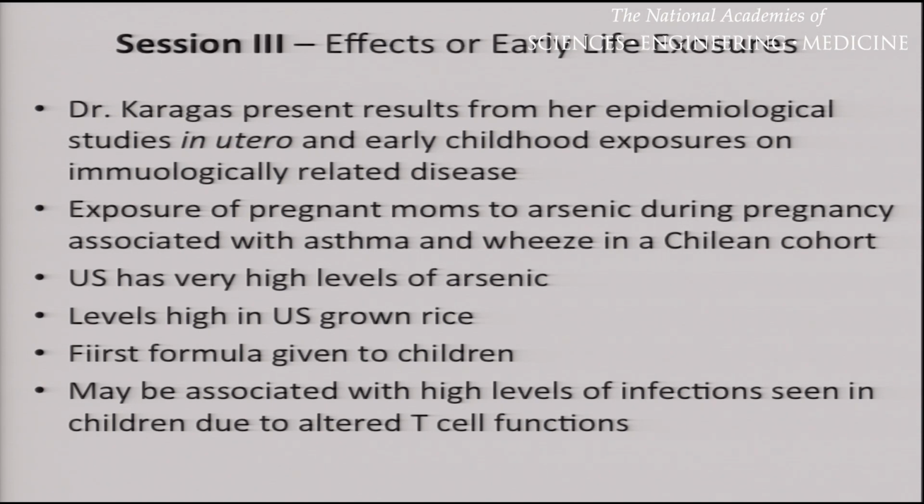So then Dr. Karagas gave a really nice talk on her epidemiological studies, where she was looking at the effects of early childhood exposures to arsenic, for example, on immunologically related diseases. And so she showed a very nice study from Chile, a very unique cohort where moms were exposed, and that resulted in a higher rate of asthma and wheeze in kids, which was also a new finding. And along with that came the finding that the U.S. has very high levels of arsenic that ends up in rice cereal. Having just gone through having young kids, I know the rice cereal is the first thing you give them, and so we actually give our kids pretty high levels of arsenic if we're not careful. And so the hypothesis was that this might be associated with a large incidence of infections that occurs in kids, ear infections and so on, through effects on the immune system.